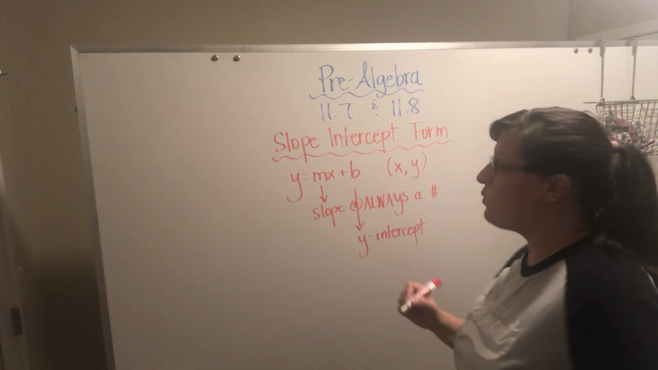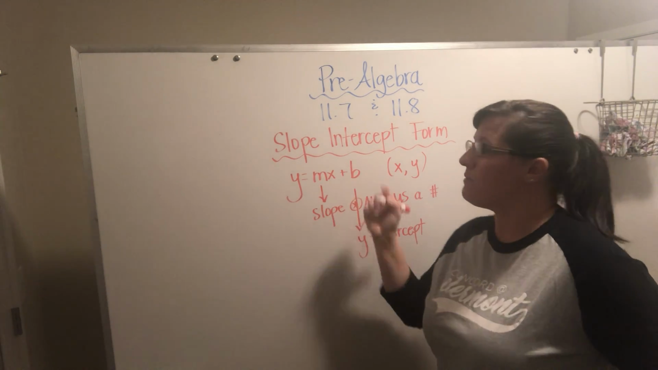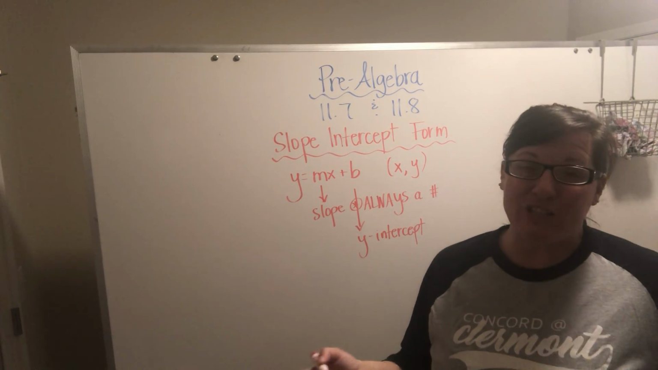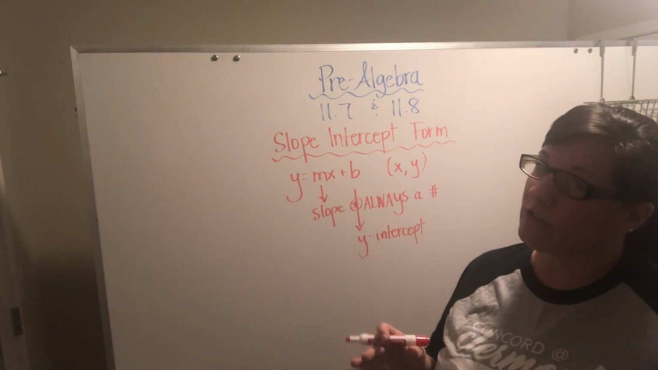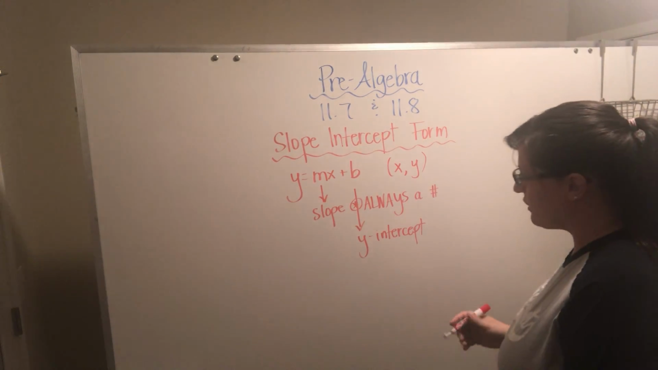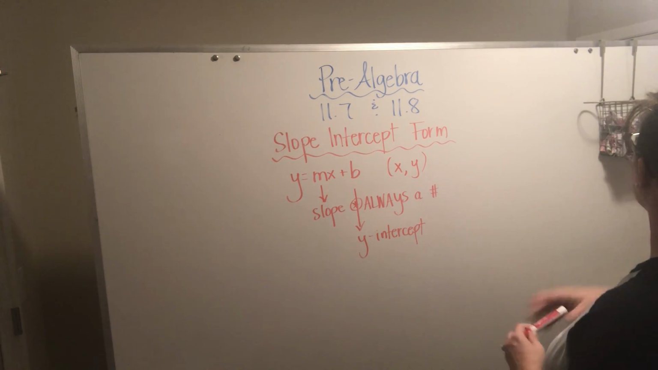In other words, where it crosses the y-axis. And it'll be a number, plus 7, minus 2. That is where it hits the y-axis. And since you've done intercepts, hopefully that's a little familiar to you. So, this is slope-intercept form.